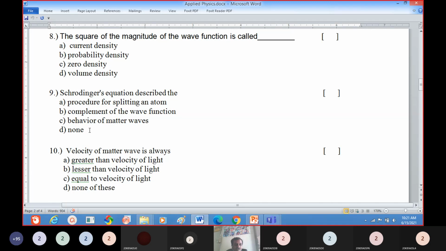That means the Schrodinger equation is a differential equation of the wave function. What is the wave function? The wave function describes the matter waves. So for finding the position, momentum and velocity, we use the Schrodinger equation. That's why it explains the behavior of matter waves.